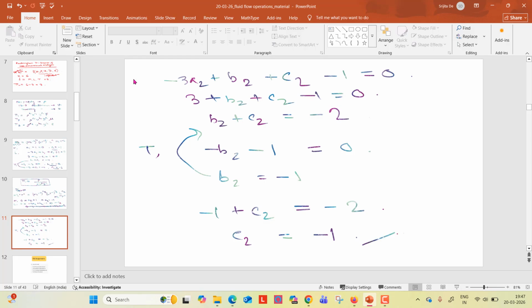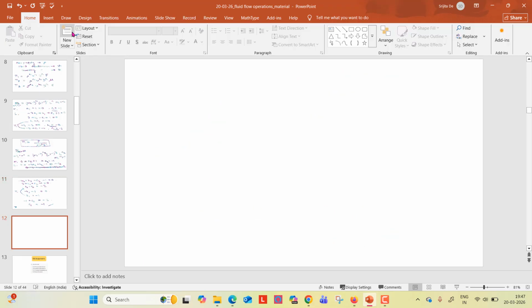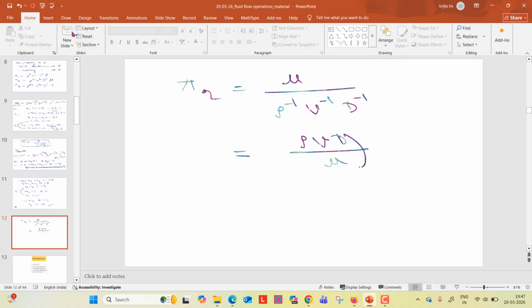So what are you getting? So for pi 2, right, you are getting mu, then rho to the power minus 1, V to the power minus 1, D to the power minus 1. So what is it? It is rho V D by mu to the power minus 1. Basically, inverse of Reynolds number, right?